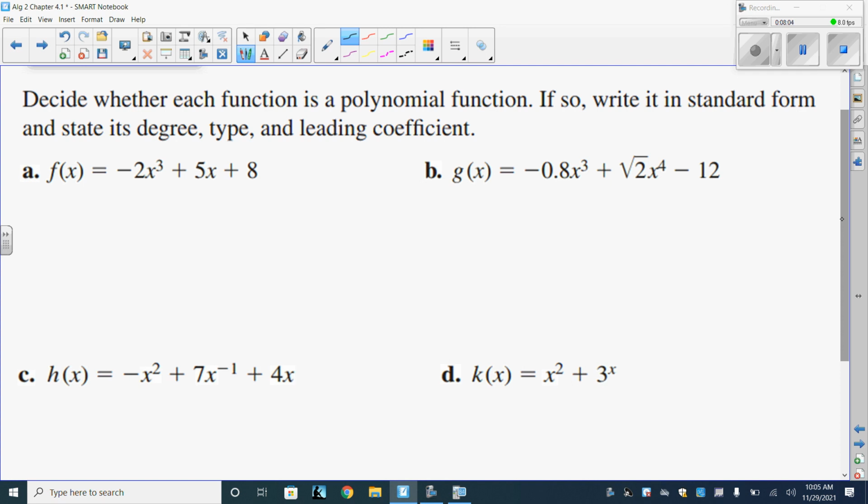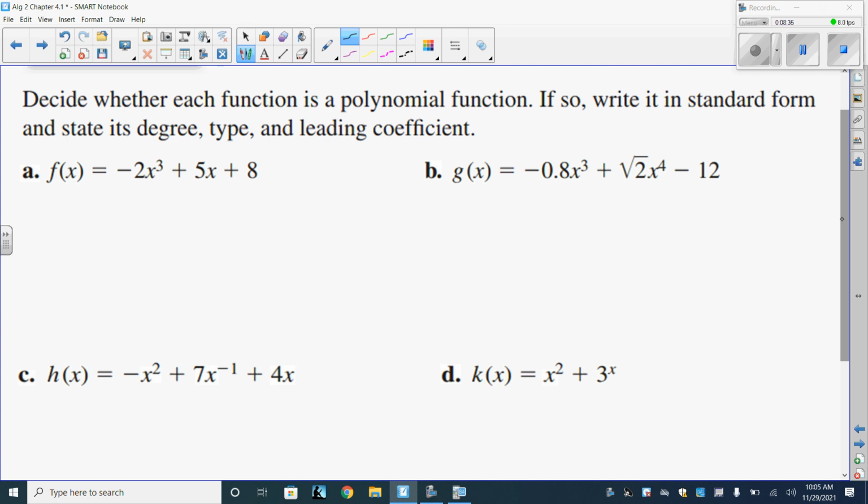Yes. Because when we look through any of this here, do we have any negative exponents? Do we have any exponents that are fractional? No. Do we have any radicals at all? Do we have any square roots? No. We don't have any radicals. Do we have variables being multiplied together? No. And do we have any variables in the bottom of a fraction? No. So this would be a polynomial function.